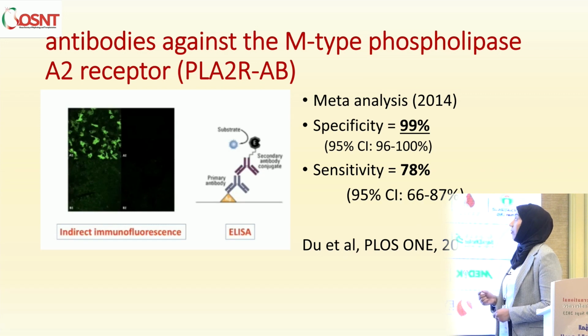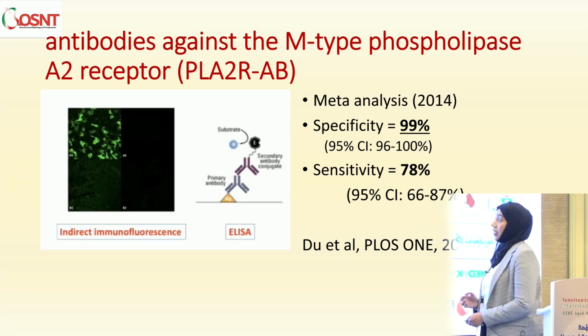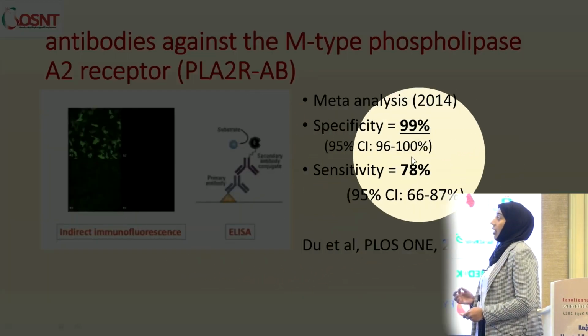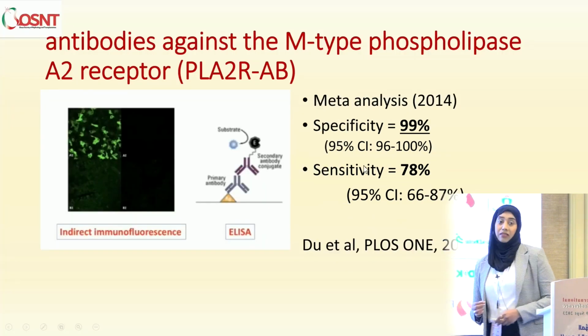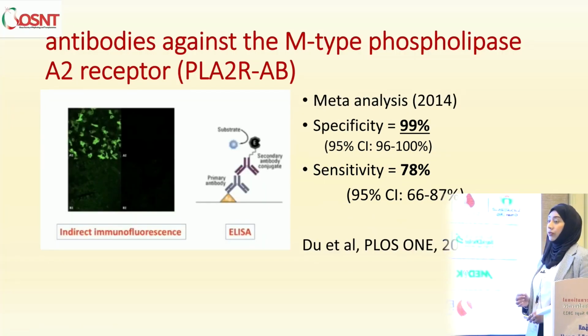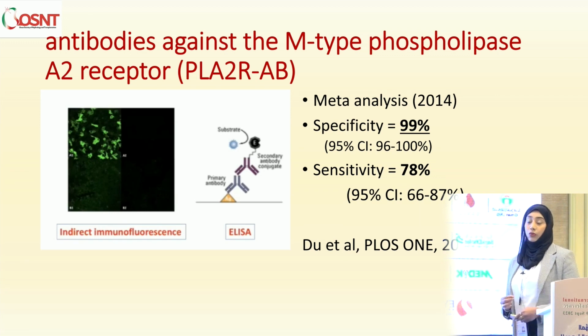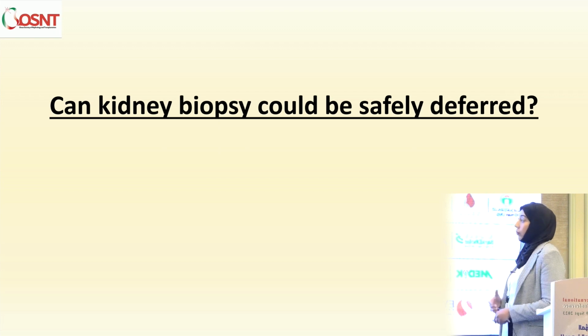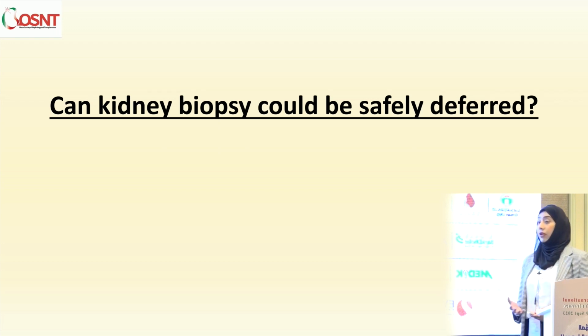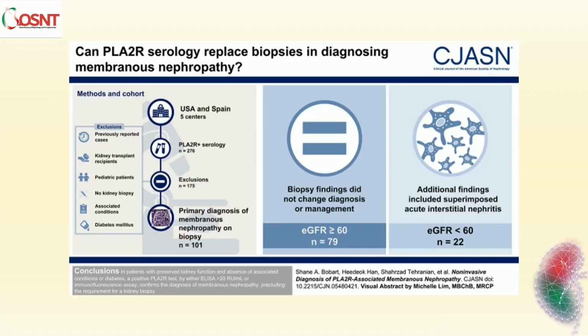Since the specificity of this antibody is not found in any other kind of disease, and the specificity almost reaches 100 in meta-analysis, and sensitivity is less, about 78. So such a highly specific test, can we use it for diagnosis without going through a kidney biopsy in a patient with nephrotic syndrome?